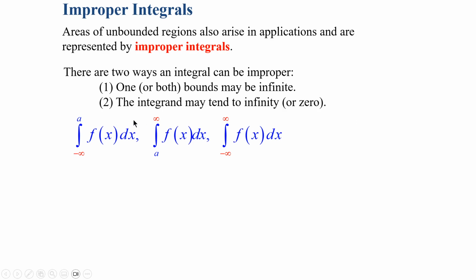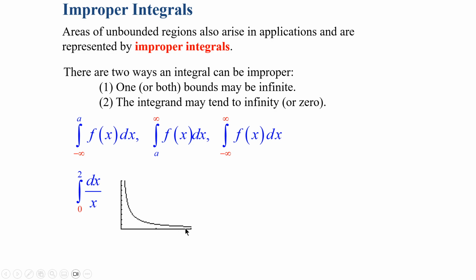The integrand may tend to infinity or 0, just like we saw on that last picture when I talked about x approaching 0 from the right, and we were approaching infinity. All right, so let's take a look at this now. The integral from 0 to 2 of the differential of x over x. So what does this 1 over x look like?